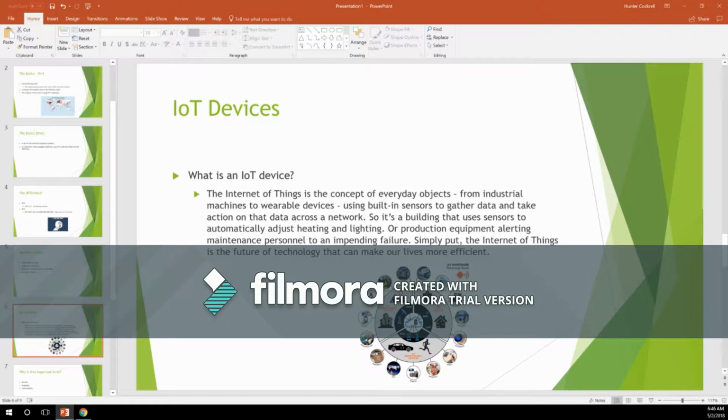It can be a building that uses sensors to automatically adjust heating and lighting, or production equipment alerting maintenance personnel to an impending failure. Simply put, the Internet of Things is the future of technology and can make our lives more efficient. You have Internet of Things all around you in reality.